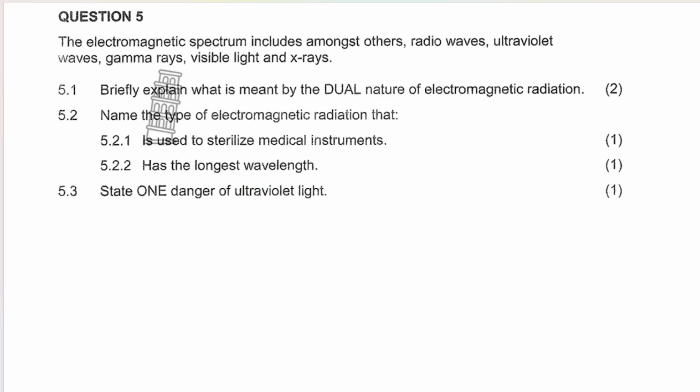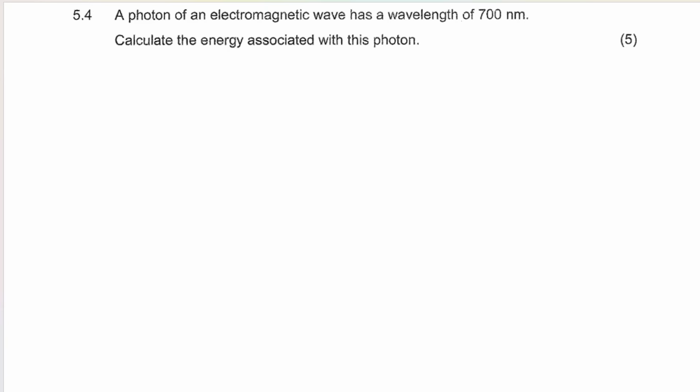State one danger of ultraviolet light. Again, this is study work, but ultraviolet light, UV radiation, comes from the sun and it can cause skin cancer. That is one of the major concerns about UV radiation, and it's why you must always wear your sunblock. Now, 5.4 is our calculation question in this section of the paper, and it's worth 5 marks, which means we're going to be doing quite a lot of calculating.